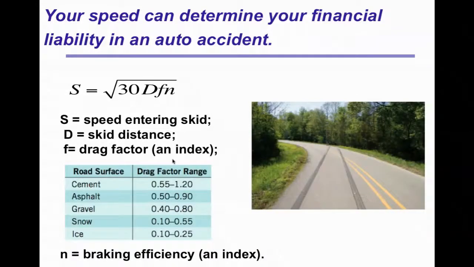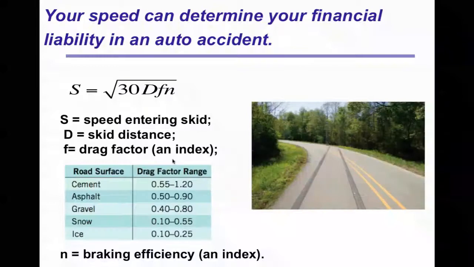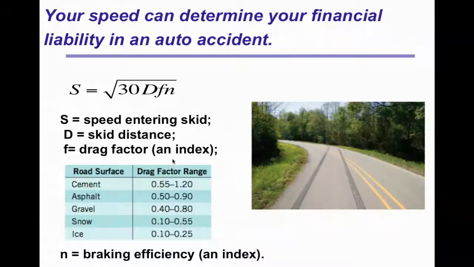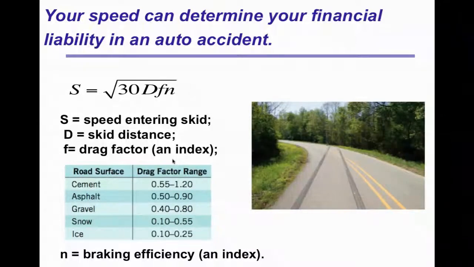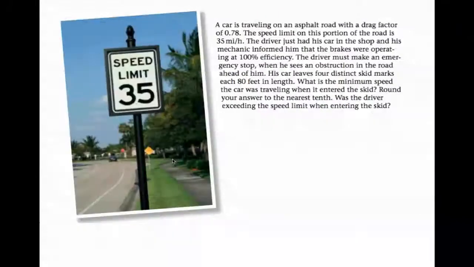F is the drag factor. It depends upon what the road is made of, and that's a number that you see on that chart. So it's just an index. And N is your braking efficiency. How efficient are your brakes? Are they 100% effective, 80% effective? A mechanic could tell you that. So let's do an example.